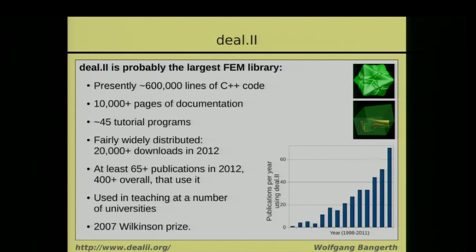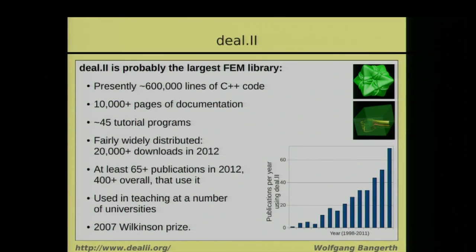deal.II is a library that falls into a class of, there are other libraries too that implement finite element methods. It is arguably the largest one of these. It's probably also the most widely used one. So just to give you an idea of how big it actually is, it has on the order of 600,000 lines of C++ code. That's maybe 30 years of work invested in this, not just by a single person, but by a whole collection of people who are working on this. It has on the order of 10,000 pages of documentation, maybe more, and it has today some 45 tutorial programs.